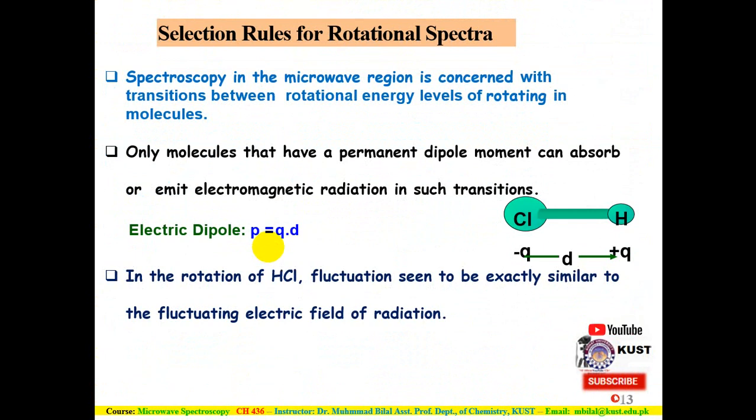Now what is the selection rule for rotation spectra? Which molecule will give a rotation spectrum, and which molecule won't? Those molecules which have a permanent dipole will absorb electromagnetic radiation in the microwave region and will give a spectrum in the microwave region. The permanent dipole is actually the charge present on the atom or ion in the molecule and the distance between the two. P is equal to Q times D.